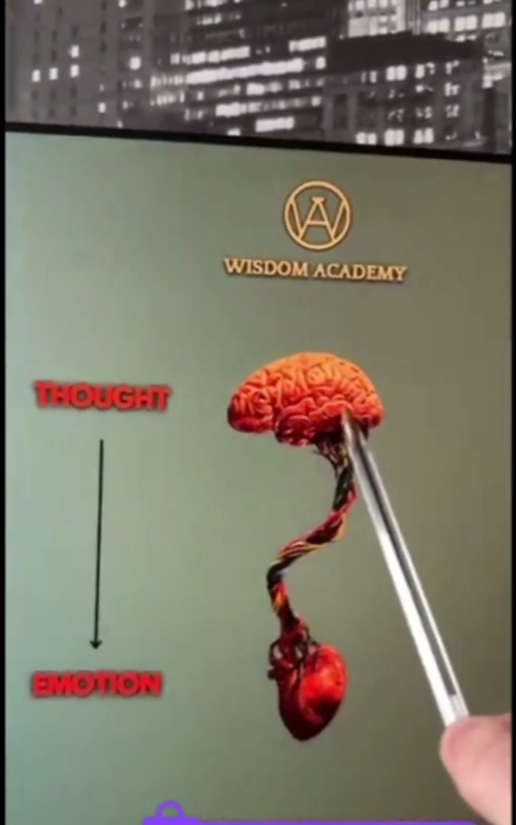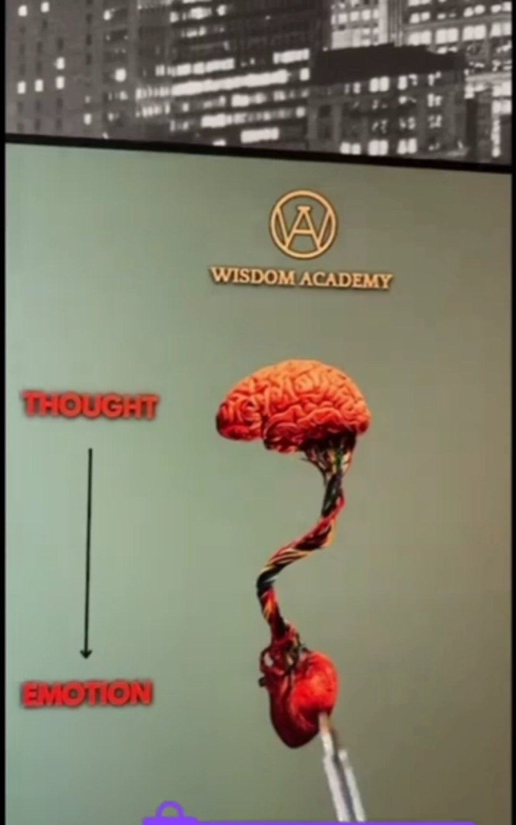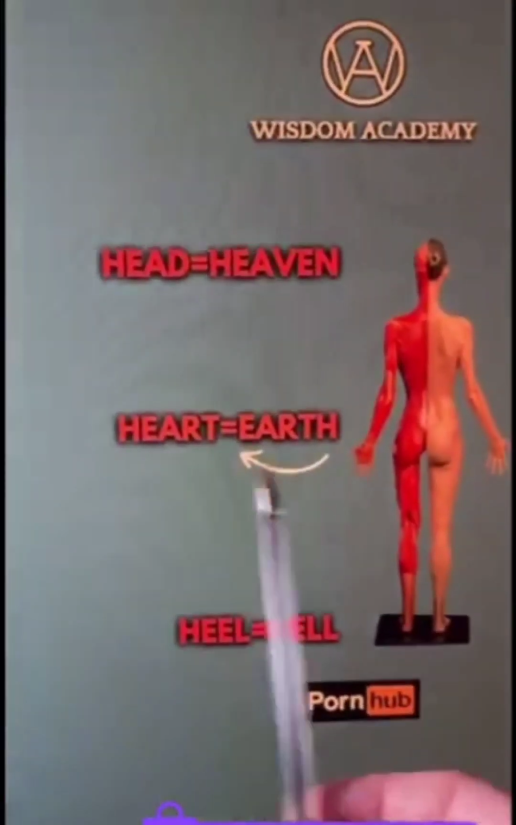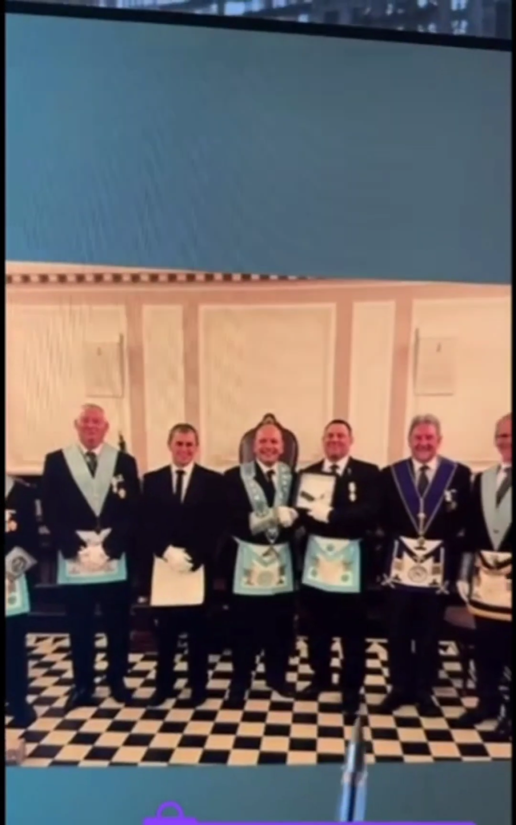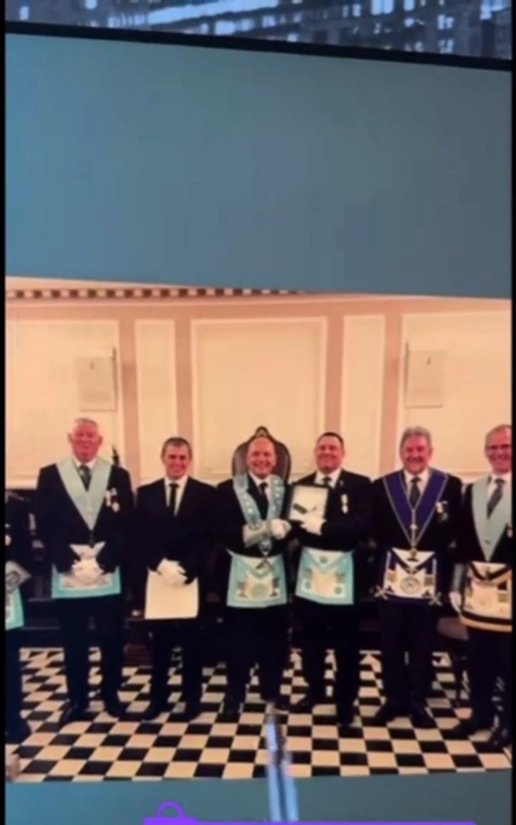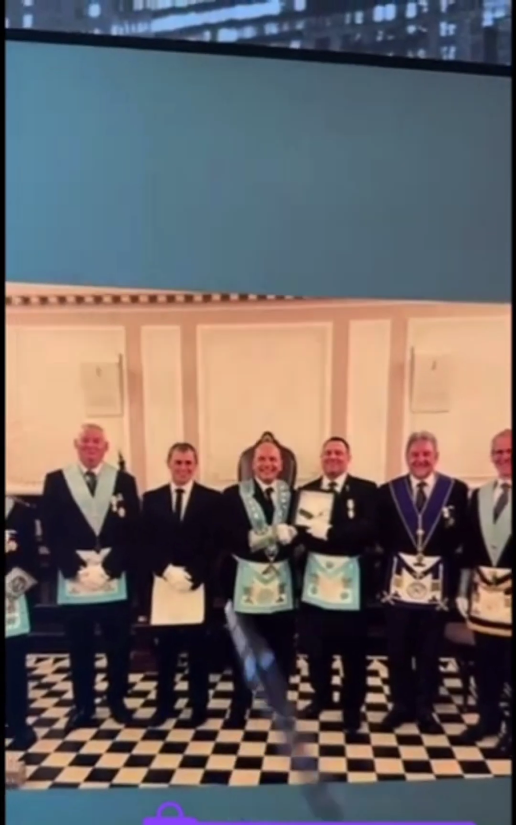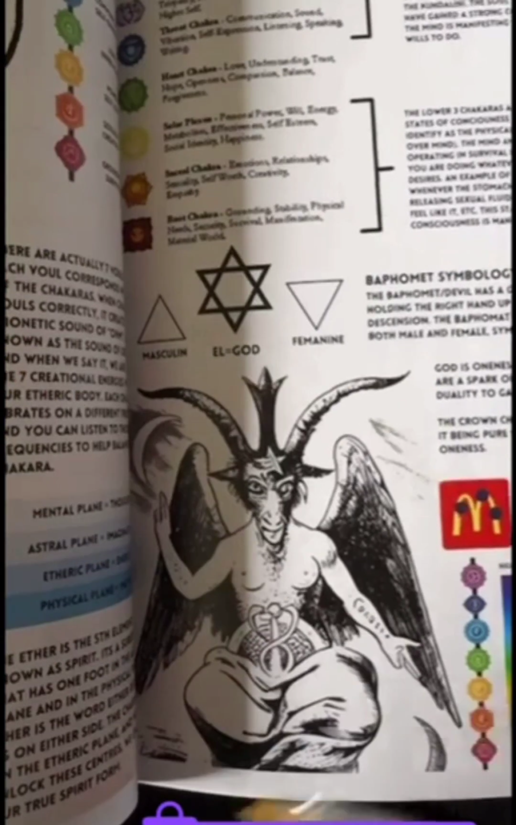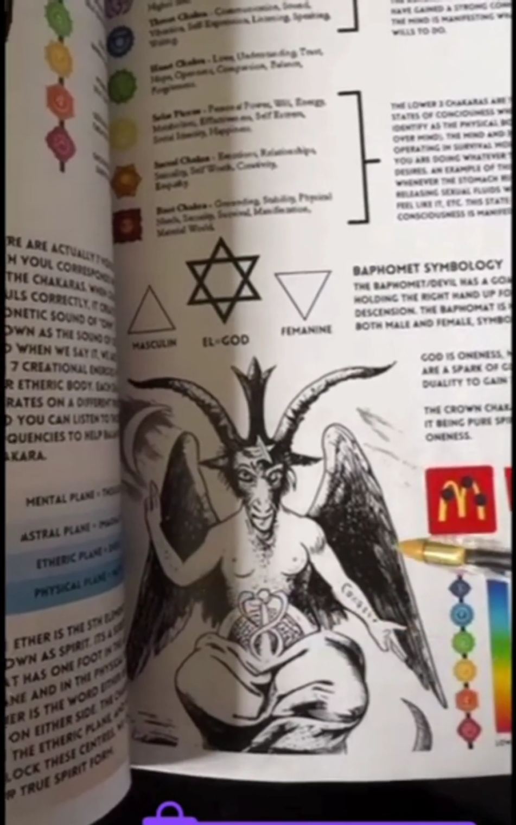Every thought you think in the brain produces an emotion felt in the heart. Whatever happens in heaven happens on earth. Heart rearranged is earth. Masons stand on the divided checkered board. This represents division because you have 2 heels. This is division, hell. You have 1 head. This is evenness, oneness, singularity. Heaven is even. This is why the Baphomet is male and female.